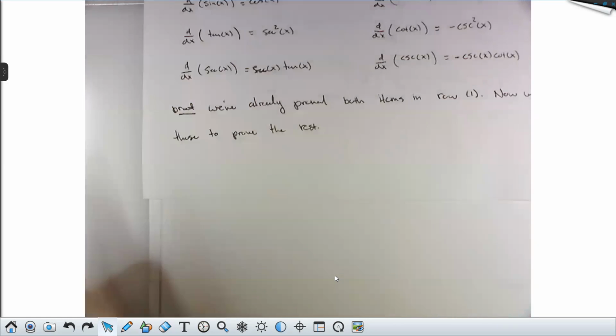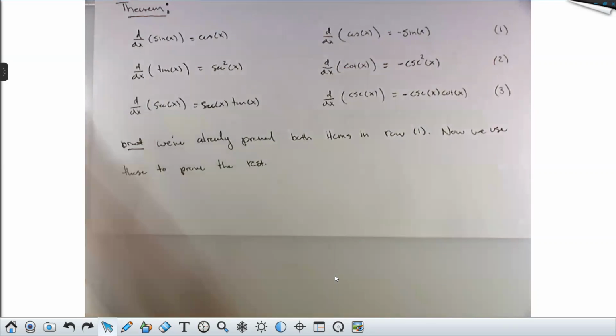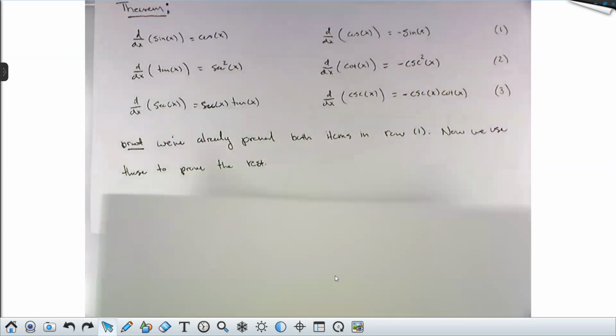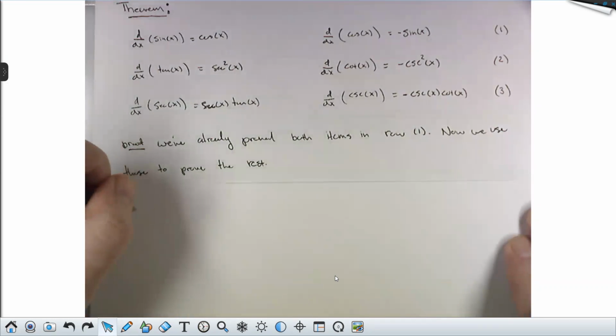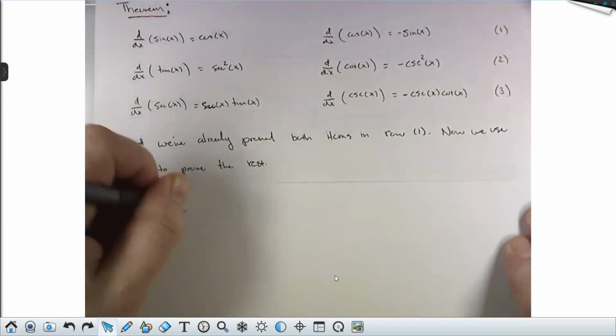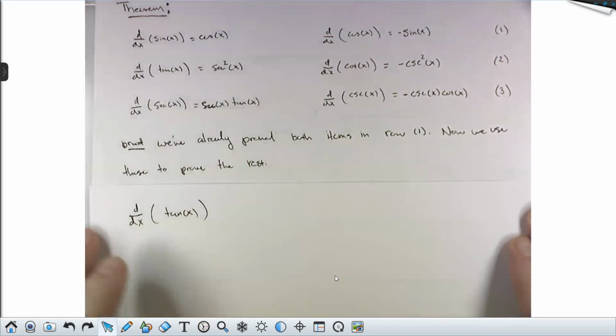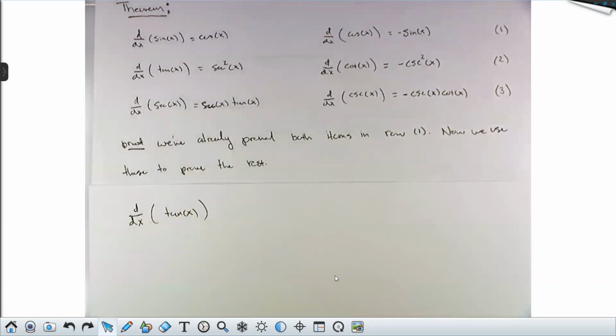Like I said, I'm not going to do every single one of these because the arguments are a little bit repetitive. But for example, let's take a look at the derivative of the tangent function. I want to cook up the derivative of the tangent function, but I don't want to write down the limit h to 0 of f of x plus h minus f of x. I want to do something else.